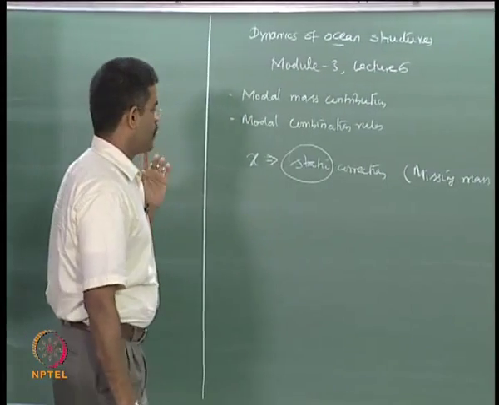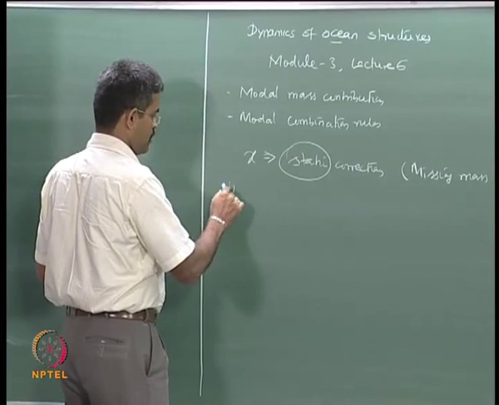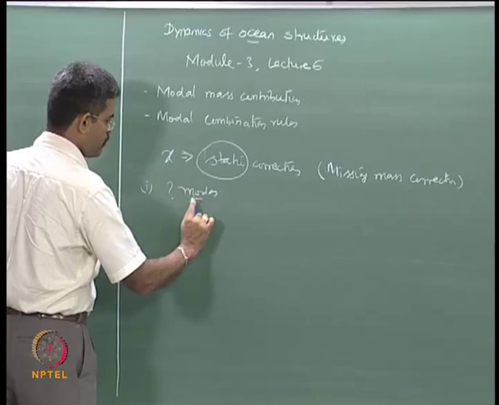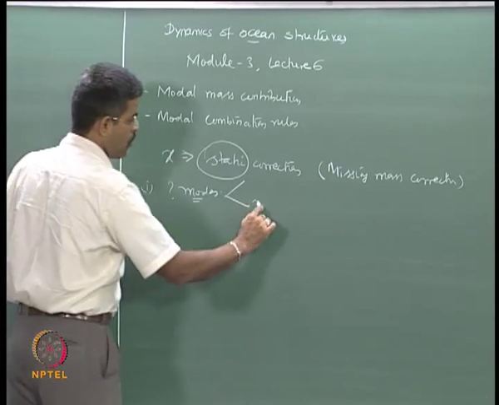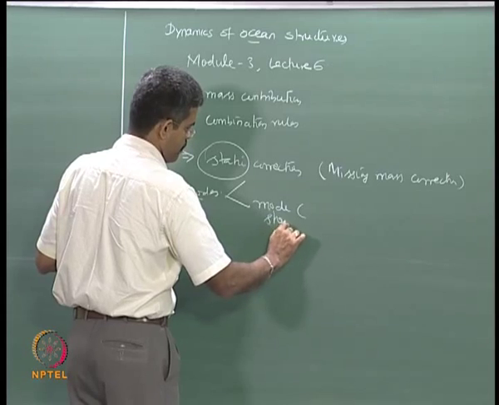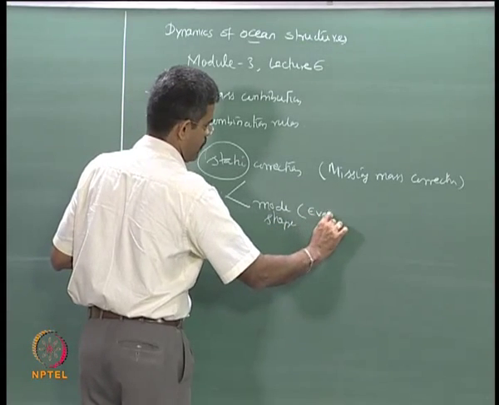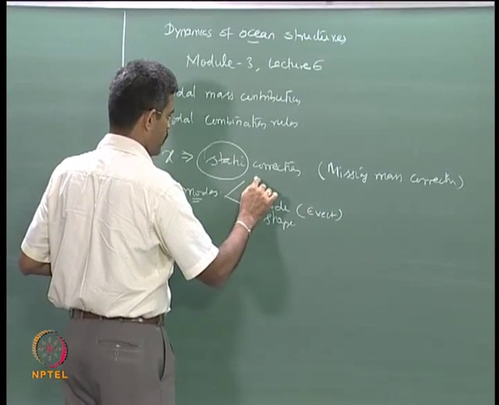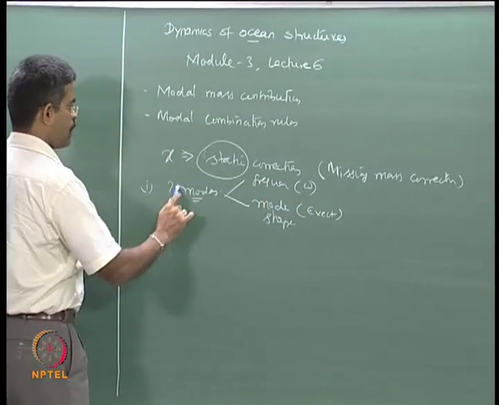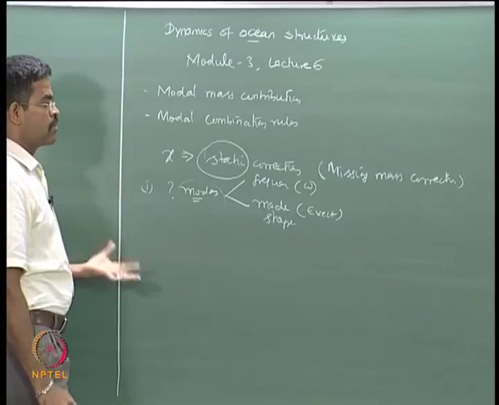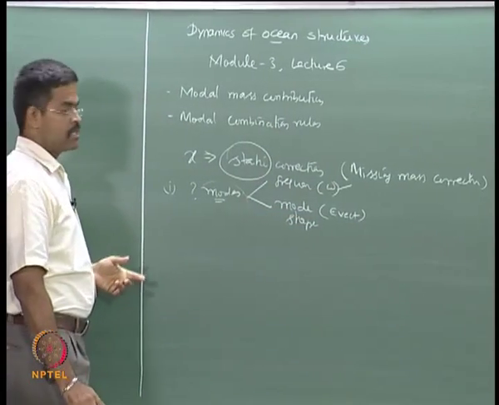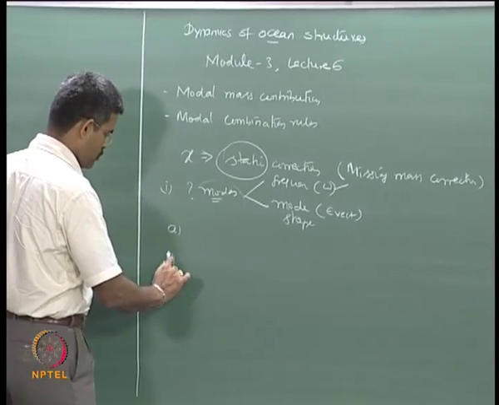So the question fundamentally asked was how many modes should I consider in my analysis. When I say modes, there are two components: one is the mode shape, which is the eigenvector, and the other is the frequency, which is the eigenvalue. If I say the number of modes, I am indirectly asking how many modes, corresponding to what frequency, I must consider. The answer to this question will be of two kinds.